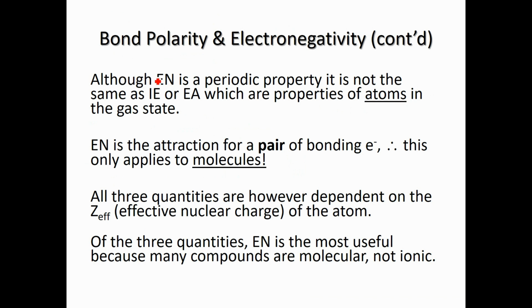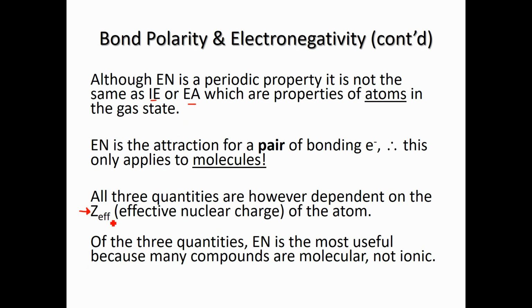So although electronegativity is a property in the periodic table, it's not the same as ionization energy or electron affinity, which are properties of the atoms in the gas state. Electronegativity is the attraction of a pair of electrons, which applies only in molecules. But electron affinity and ionization energy apply to the specific atom of the element. But all of them are dependent on the nuclear attraction.